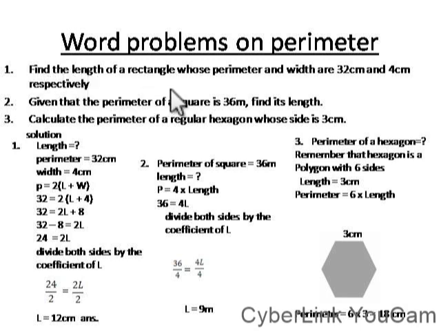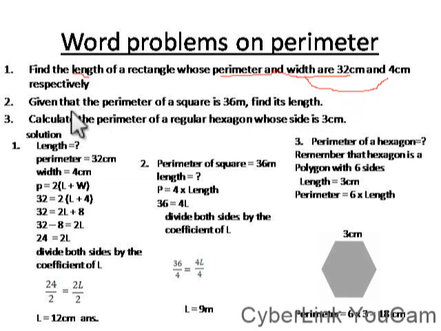So find the length of a rectangle whose perimeter and width are 32 centimeters and 4 centimeters respectively. That is to say, in this question we are to find the length, whereby the perimeter is given to us as 32 centimeters and the width is given to us as what? 4 centimeters. We can actually find the length of that particular shape. We'll see it going down there.